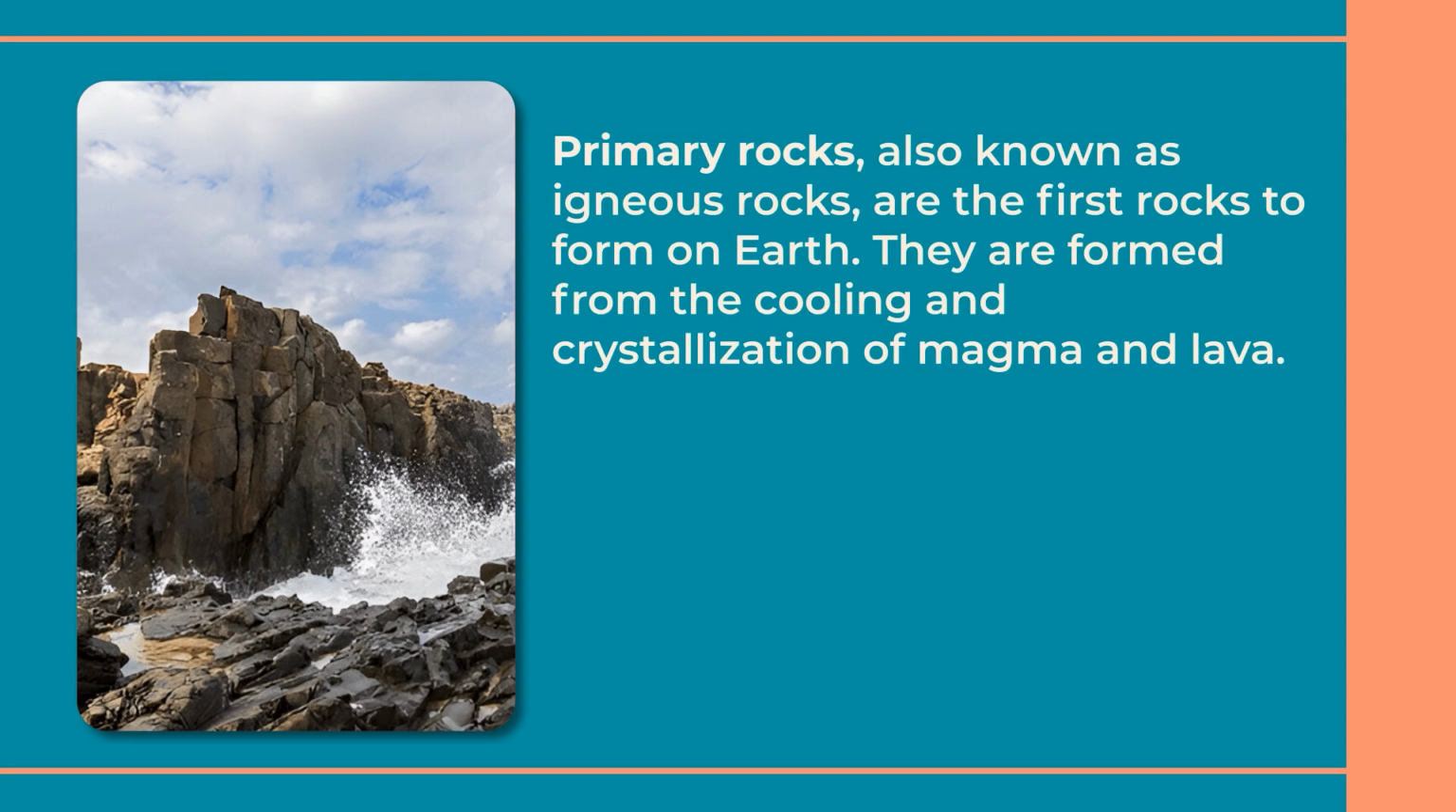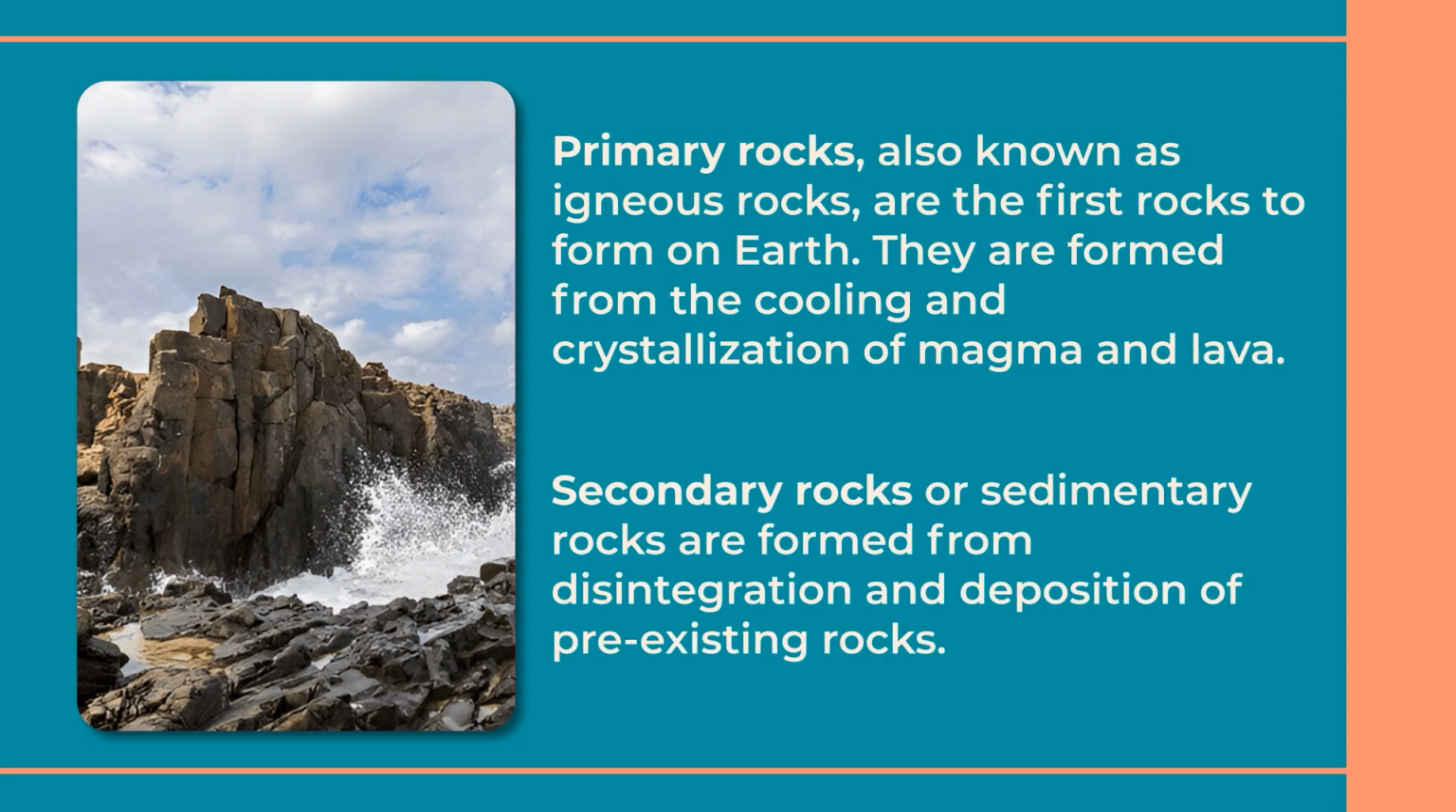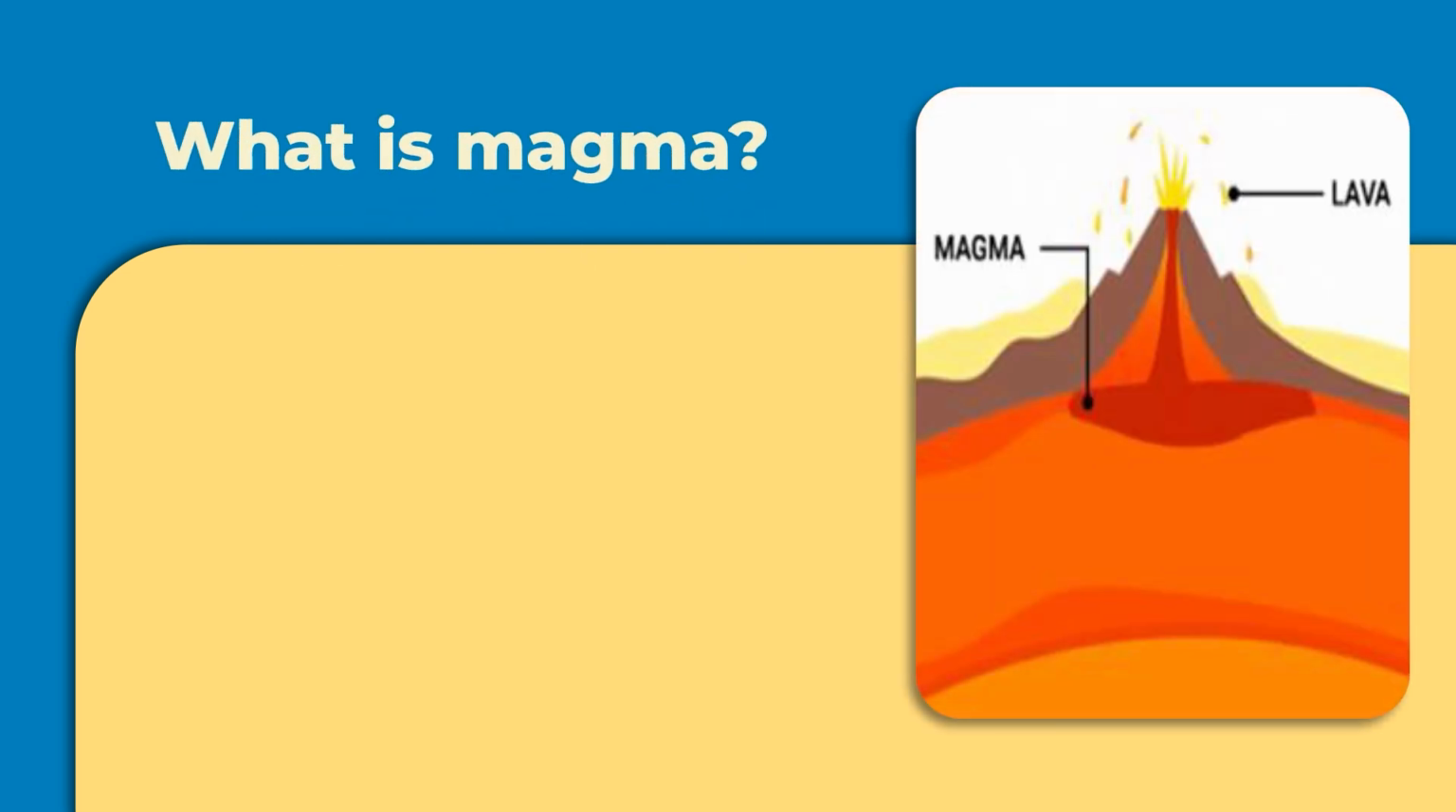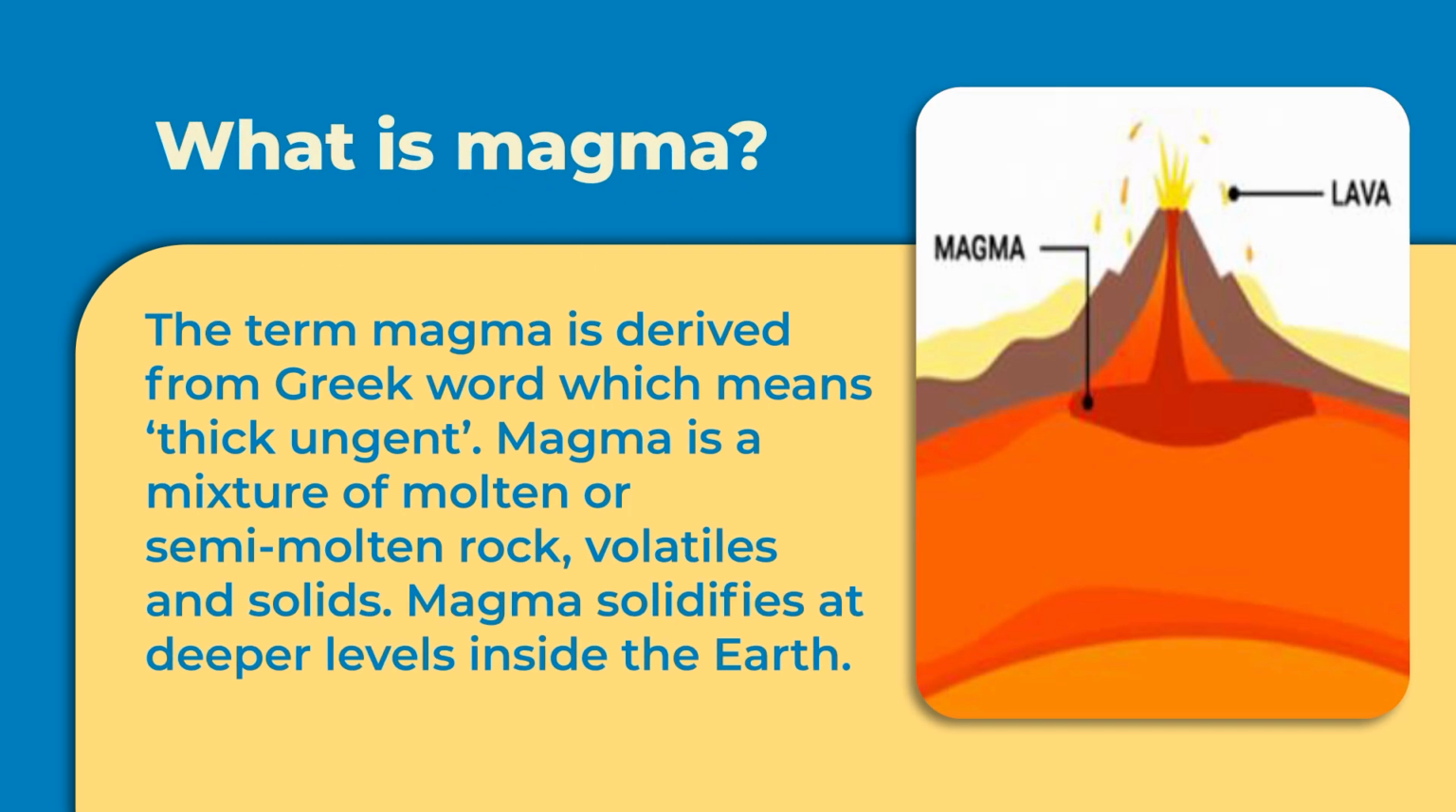And then another term, secondary rocks. They are also known as sedimentary rocks, and they are formed by disintegration and deposition of pre-existing rocks. Let us learn what we mean by the term magma. This term magma is derived from the Greek word which means thick ungent, and magma is a mixture of molten or semi-molten material comprising volatiles and solids.